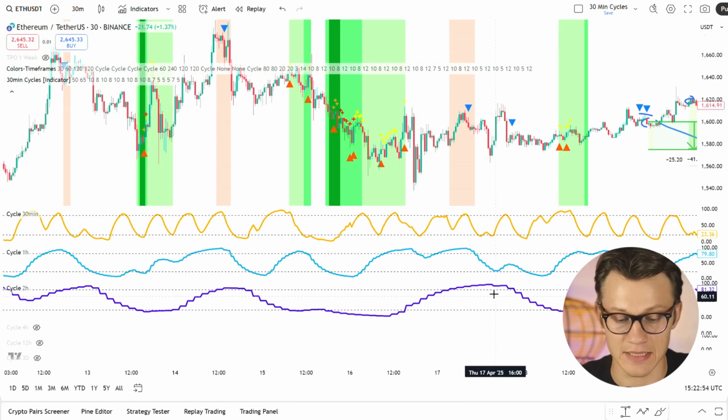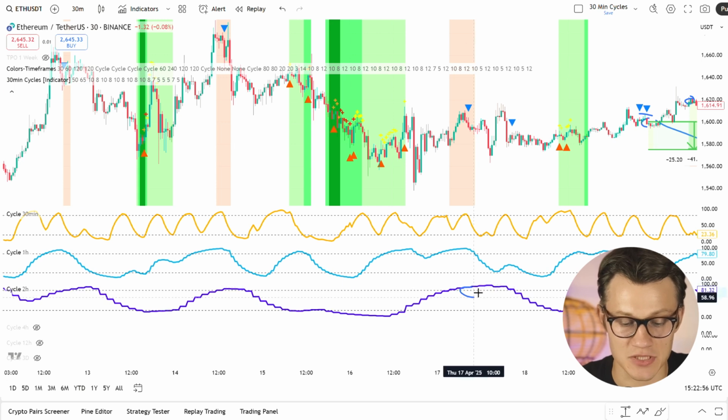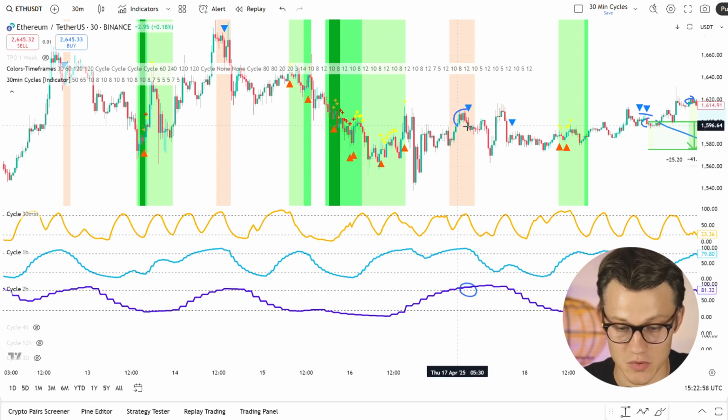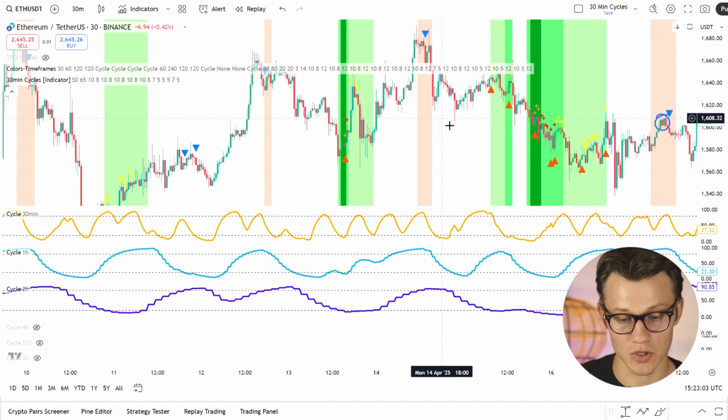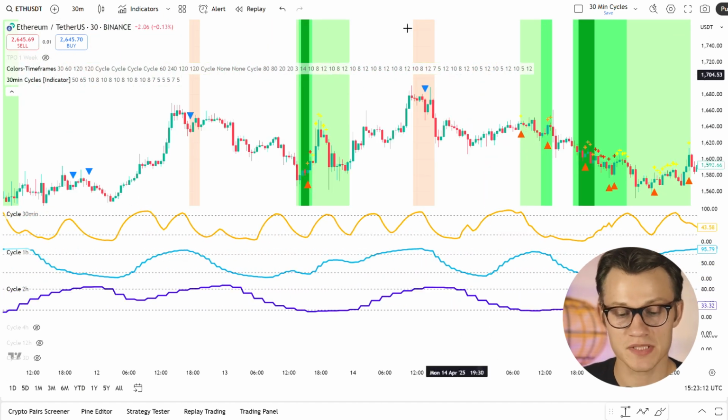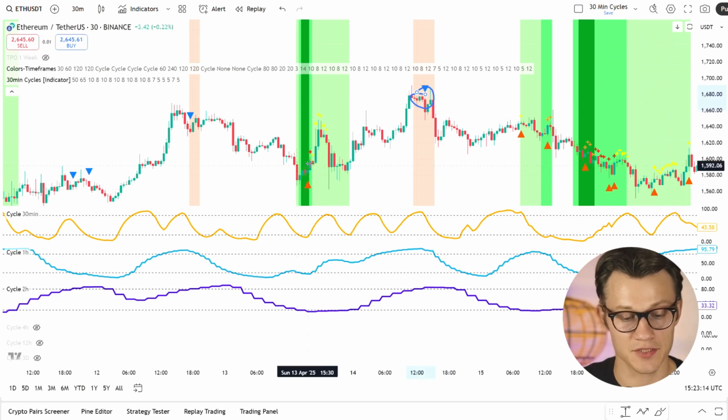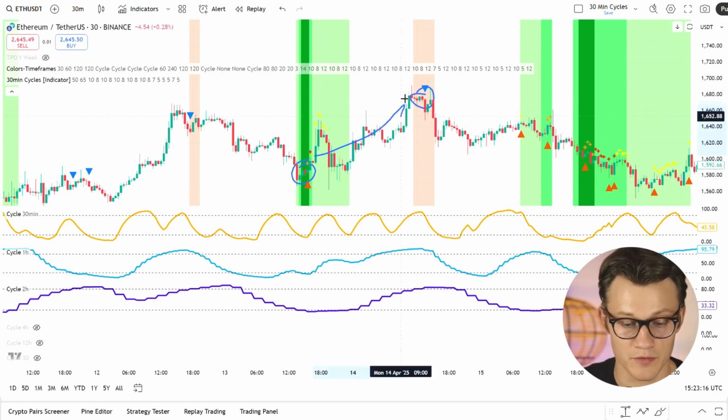Now, as you can see, the basis of the strategy is actually the 2-hour cycle. It basically shows whenever the 2-hour cycle goes above 80, it's usually a good opportunity to sell. This is the most important indicator for this strategy, and as you can see, the strategy works perfectly well.